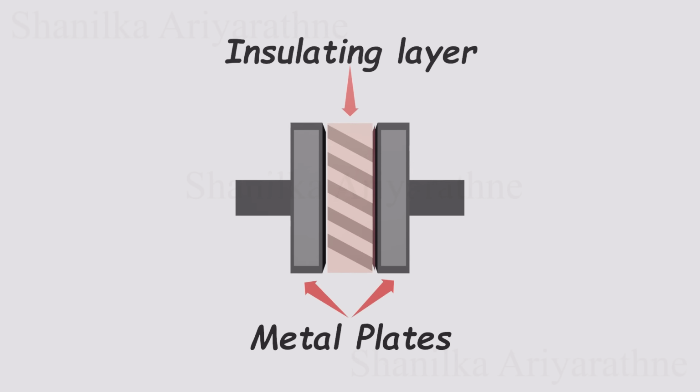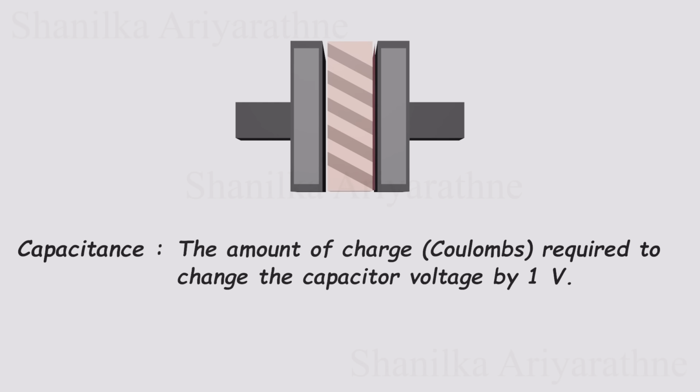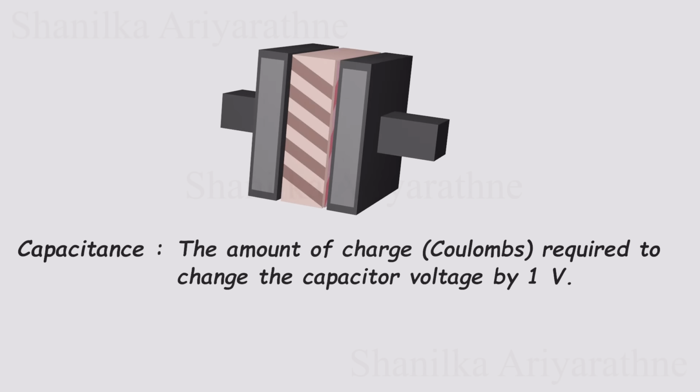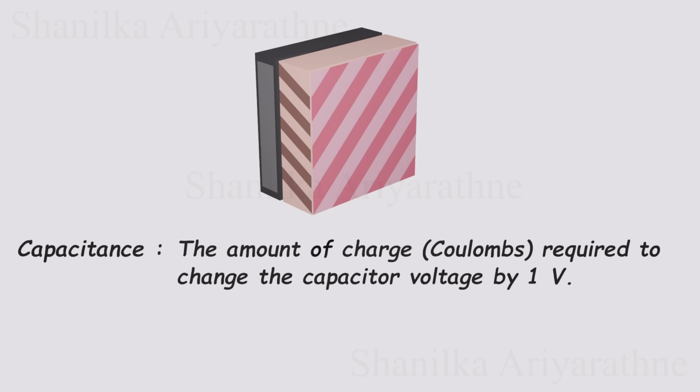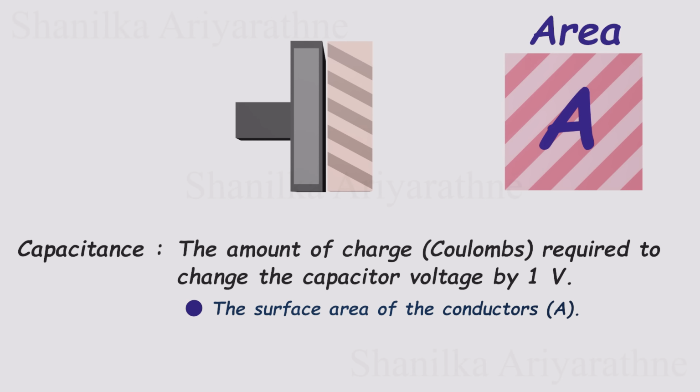Let's revisit the construction of the capacitor. It consists of 2 metal plates separated by an insulating material layer. The capacitance, or how much charge the capacitor can store per volt, depends on 3 key things. First, the surface area of the plates. Bigger plates can hold more charge.